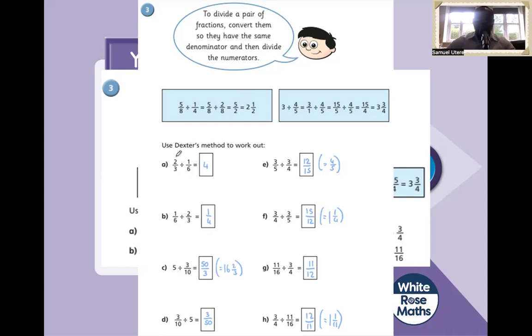So we're being asked to use Dexter's method to work out these calculations. So using Dexter's method, you're going to have these answers. That's not to say the method used earlier would not work, but this is another approach to dividing fractions. So you convert them so they have the same denominator, which is what he's done here. And then you can simply just divide the numerators.